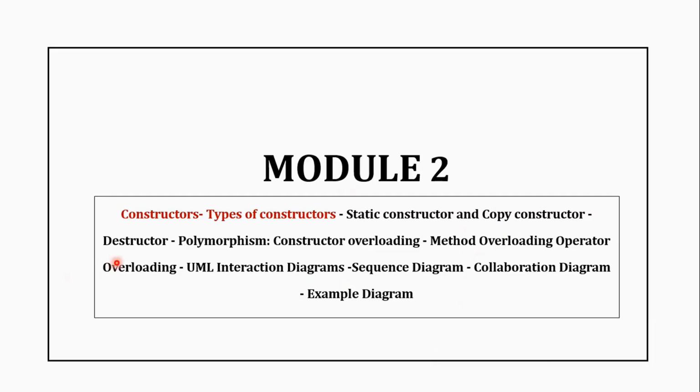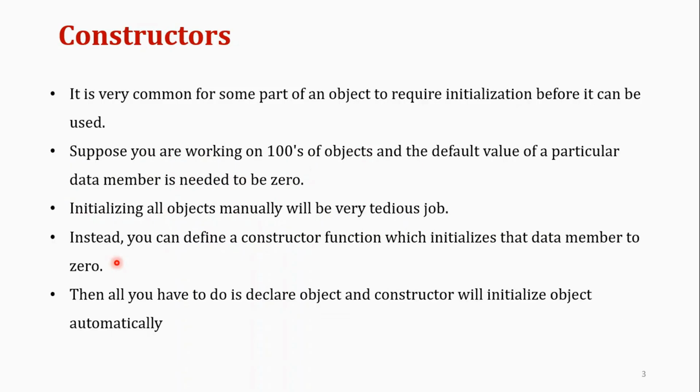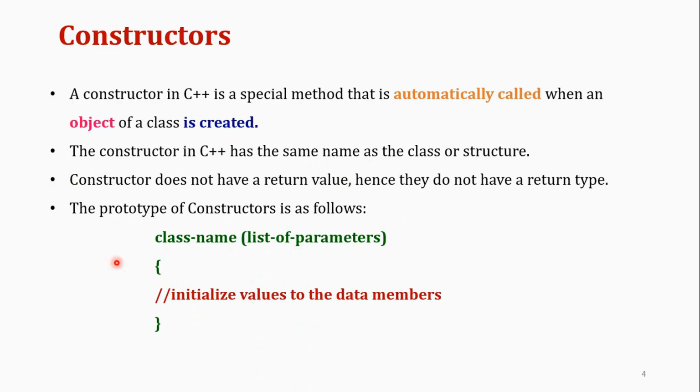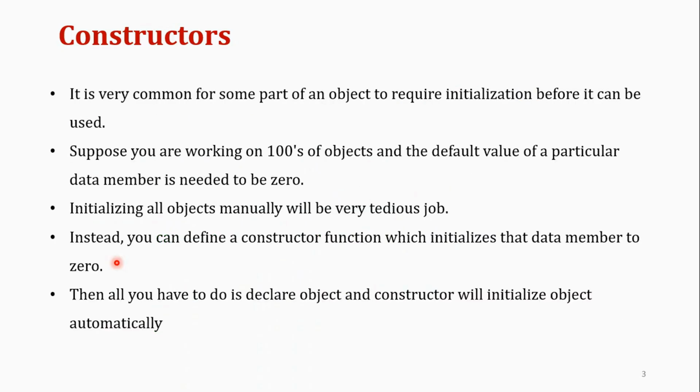So in this session, we'll be discussing constructors and the types of constructors in C++. Before discussing that, I'll tell you what a constructor is first. The constructor is a special member function used to initialize the object of the class. That is what a constructor is. Let us say why we need a constructor.